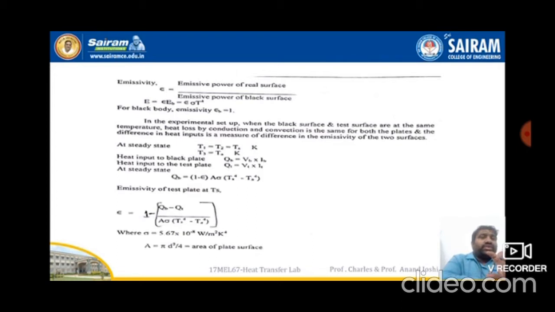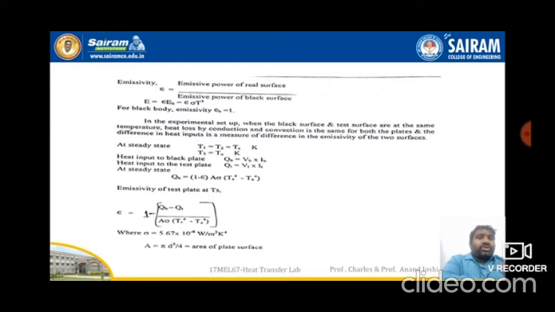By setting the voltage and current, you get the corresponding heat inputs of the plates. At steady condition, QB is equal to (1 minus epsilon) into A into sigma into (Ts to the power of 4 minus Ta to the power of 4). Here the emissivity of the test plate is epsilon, and Ts is the temperature we have to write down.